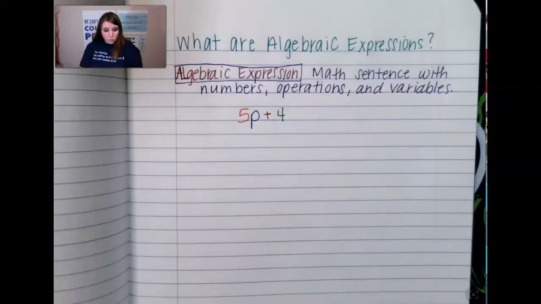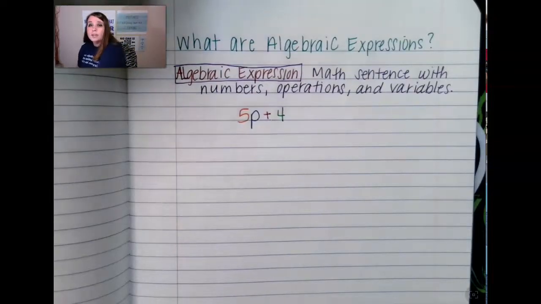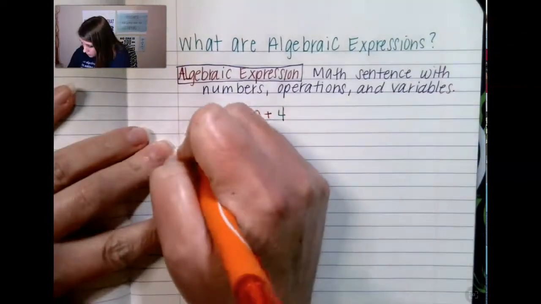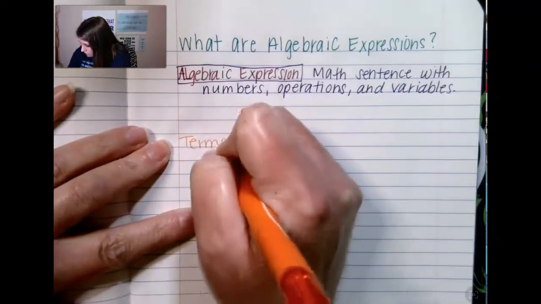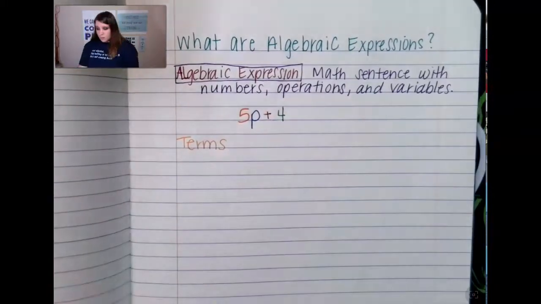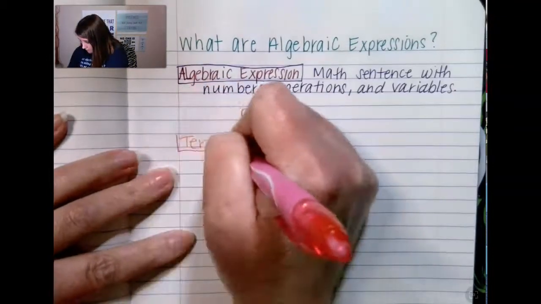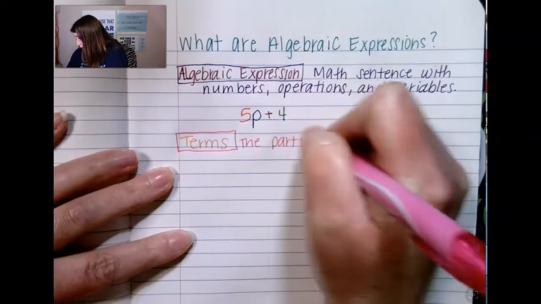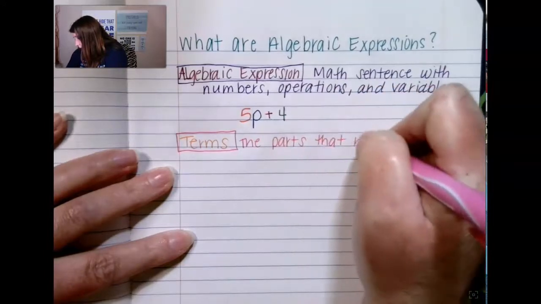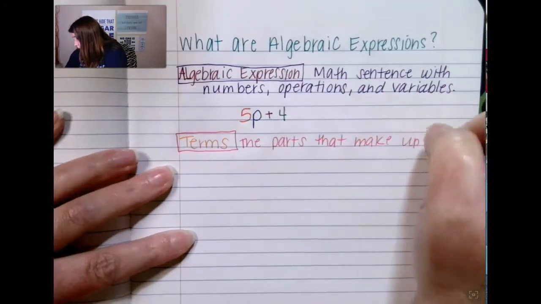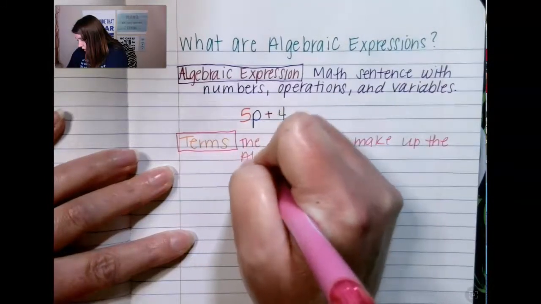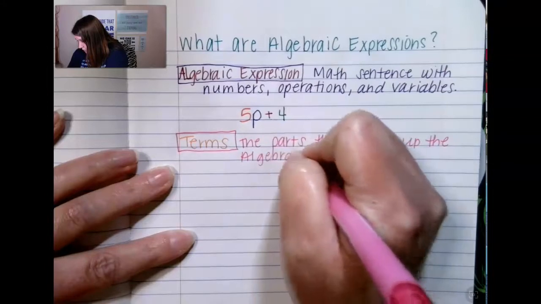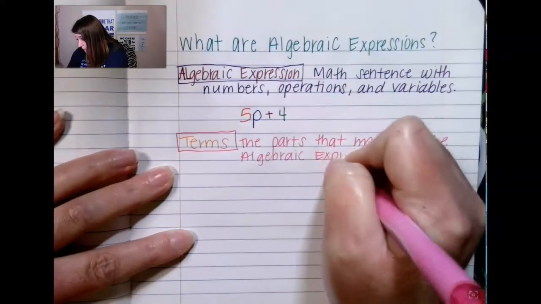So we're going to write down the word terms. That's our next word that I want you to write down. The word is terms. Okay, so terms are, like I just said, the parts that make up the algebraic expression or the math sentence.